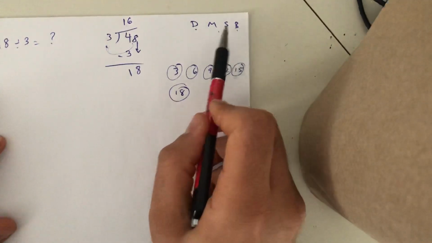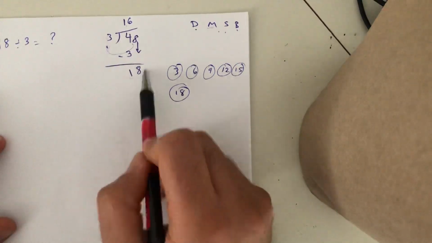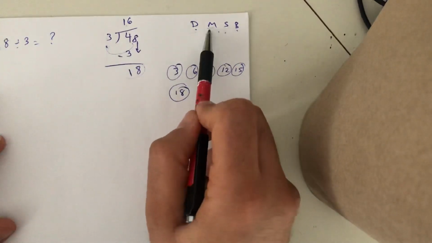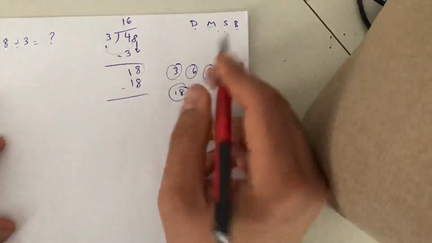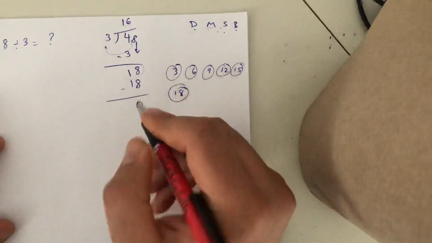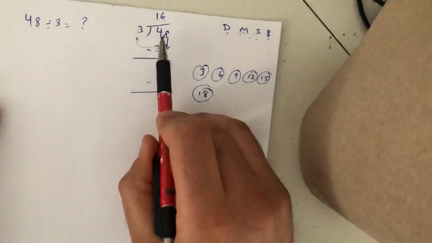So we did, how many times does 3 go into 18? That's step number 1. Step number 2, multiply. 6 times 3 equals 18. Now we subtract. 18 minus 18 equals 0. There are no more numbers to bring down, so the answer is completed. 48 divided by 3 equals 16.